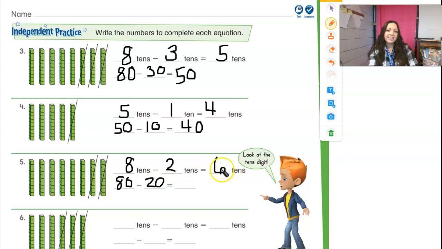20. And then 6 tens is what number? 60. So 80, take away 20 equals 60. Very good. All right, and then our last one, how many tens do I have?